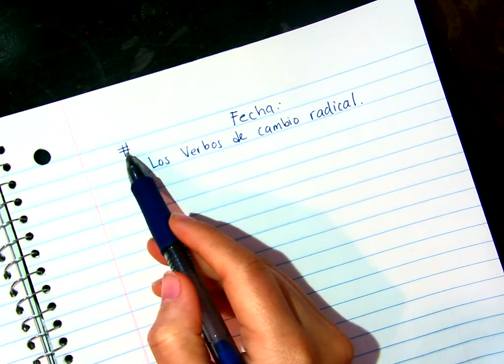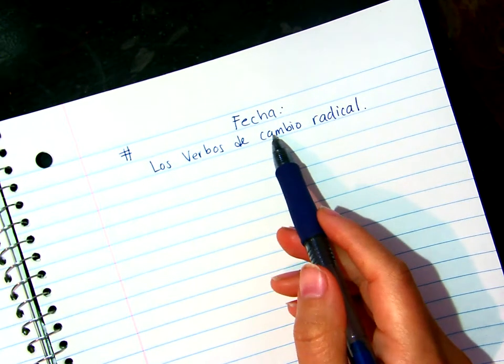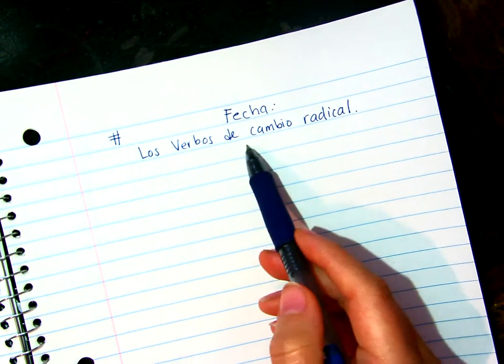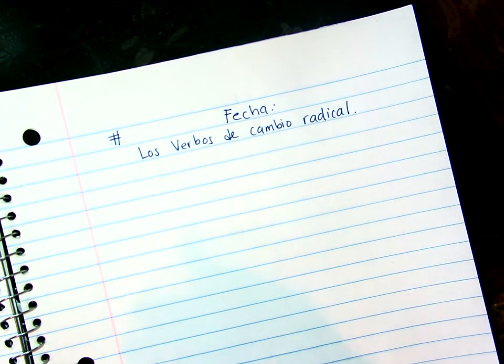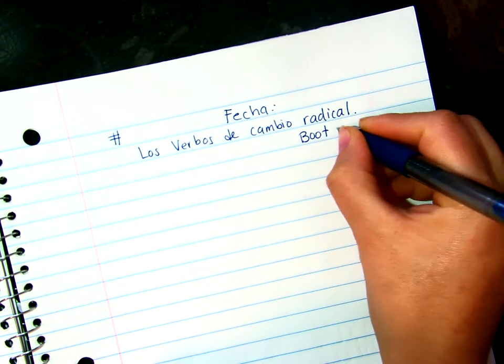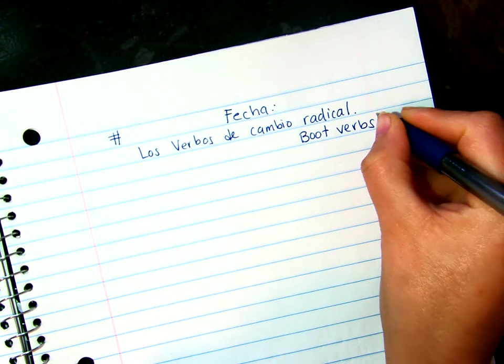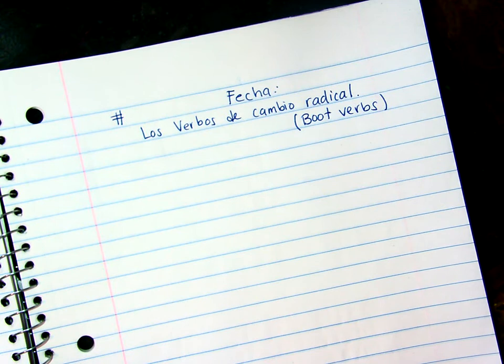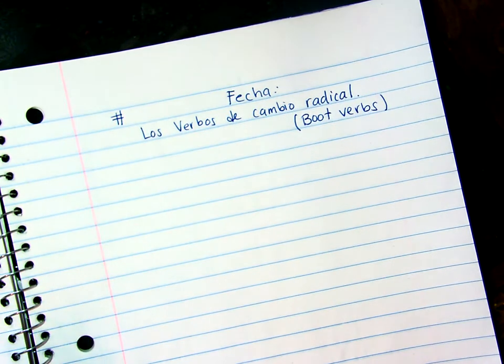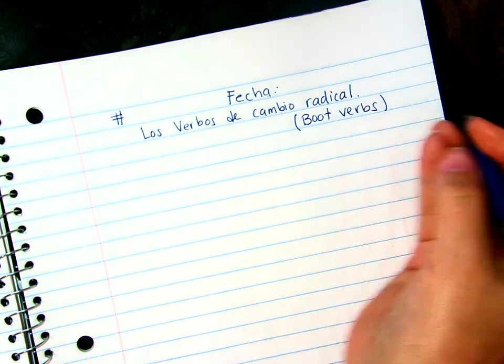Escribe el número, escribe la fecha y escribe el título, the title, los verbos de cambio radical. So, these verbs are also known as boot verbs, and you're going to learn in a little bit why, okay? We do have three types of these verbs in Spanish, okay? For now, at least, we're going to learn three types, okay?